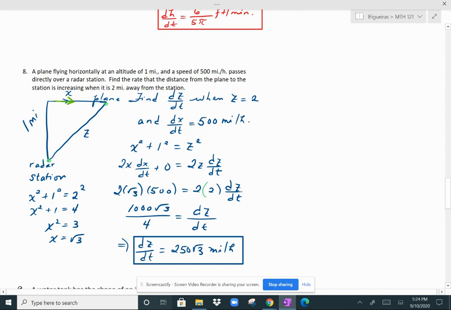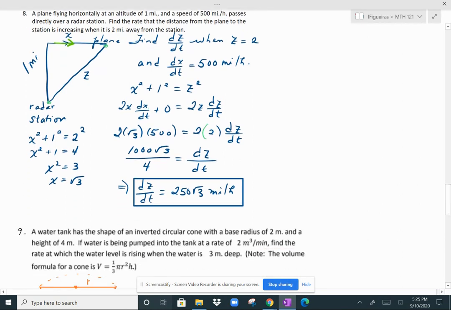All right, so 2 times 500 gives me 1,000 root 3, and then divide by the 4 that's on the right side. So I get 1,000 root 3 over 4, but 4 goes into 1,000 250 times, so you get that dz dt is changing at 250 root 3 miles per hour. So that's how quickly the distance is changing between the radar station and the plane when it's exactly 2 miles away from the radar station.